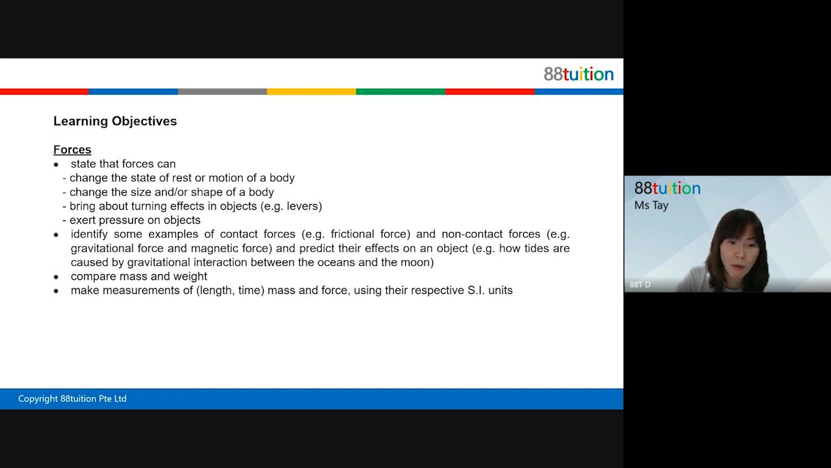We talked about contact forces and non-contact forces in P6 as well. Do you still recall? Contact forces like frictional force, non-contact forces will be gravitational force, magnetic force. So we are talking about these three forces today. Then you have to predict their effects on an object, like how tides are caused by gravitational interaction between the ocean and the moon. That's how tides arise.